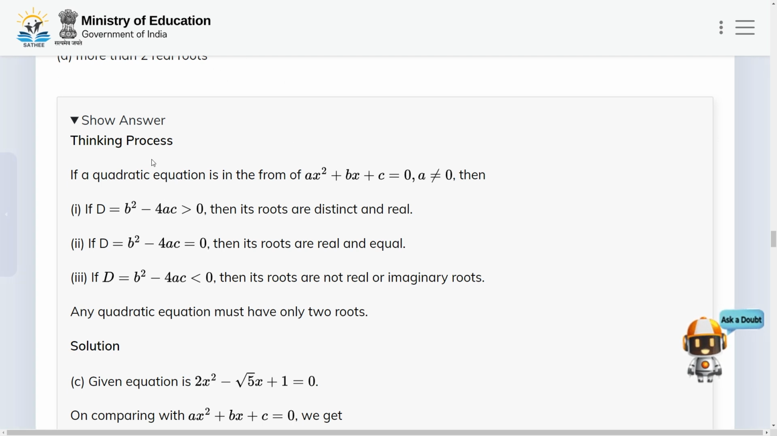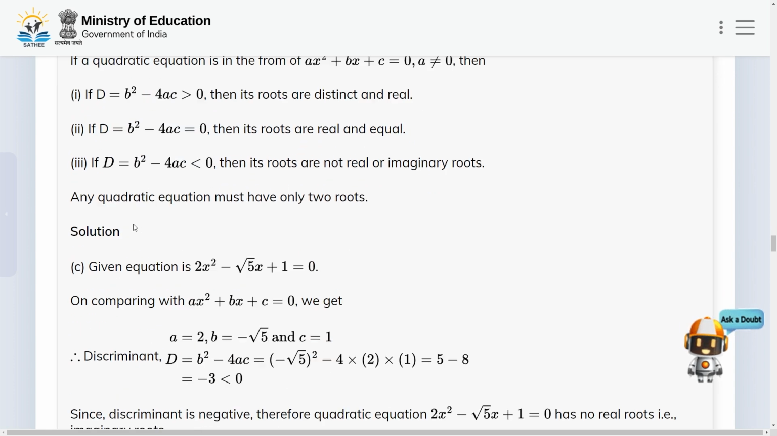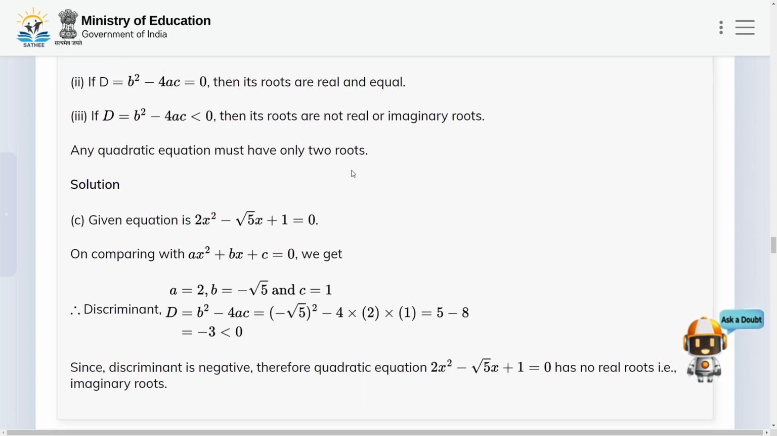Okay, so if D is b square minus 4ac and is greater than 0, then its roots are distinct and real. And if D is b square minus 4ac is equal to 0, then its roots are real and equal. Okay, and if D is b square minus 4ac is less than 0, then its roots are not real, or the roots are actually imaginary roots. So any quadratic equation must have only two roots.